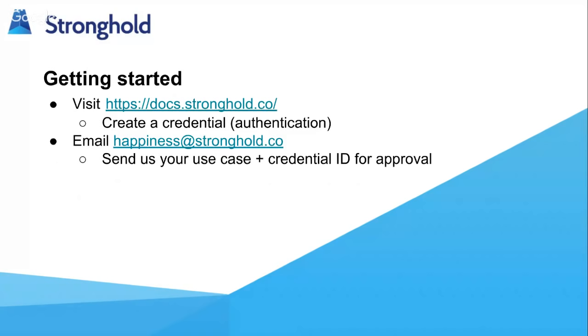At the moment, we are finalizing our beta program, so each credential needs approval. So if you can email happiness@stronghold.co with a short description of your use case, we can often give you some pointers on what we think the best integration method is, and your credentials ID will have that approved, and you'll be able to start working. Approval normally takes about 2 days.